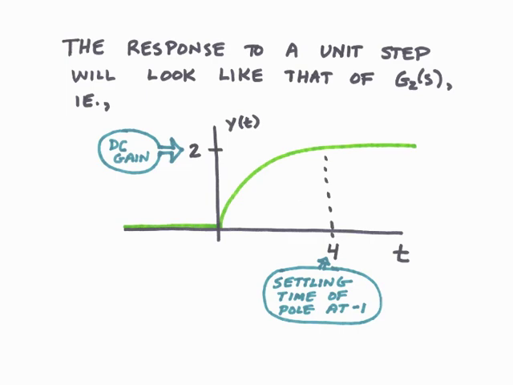You'll recall that the step response of a first order system goes to the DC gain in a period of time equal to 4 times the time constant. Now, for our system G2, the DC gain was 2, and the time constant was 1 second. And therefore, we know that the response of G2 to v(t) will look like the signal shown here.